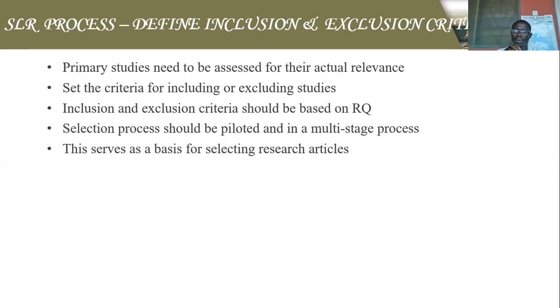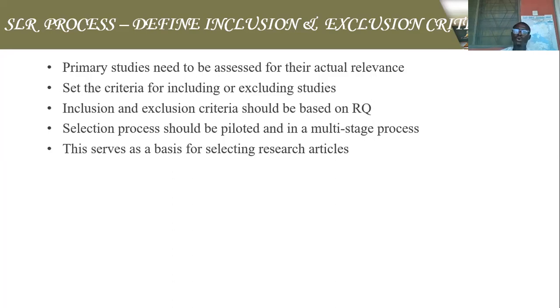You should be able to set some criteria upon which you'll be able to judge and see that this study should be included in the review, that study should be excluded in the review, and all this should be based on the research question. However, what we are saying is that the criteria of inclusion and the exclusion process is multi-stage. It's not just a directional stage. So sometimes it should be piloted because it's a back and forth. However, it should be guided by a plan, by a criteria.